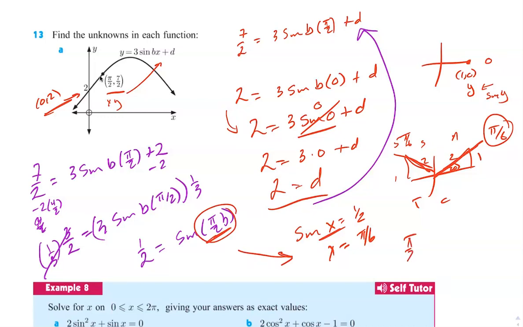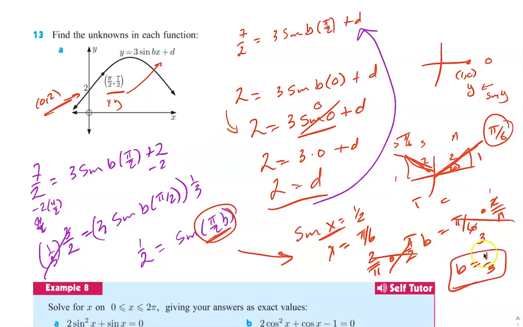So pi over 2b equals pi over 6. Let's get rid of this pi over 2, so times by 2 over pi, times by 2 over pi. These cancel, and over here, these reduce, and these cancel, and I get b equals 1/3. So my answers are b is 1/3, and d is 2. Right, so that's what we're going to do. These is 2 equations, 2 unknowns essentially. Plug it in, simplify.